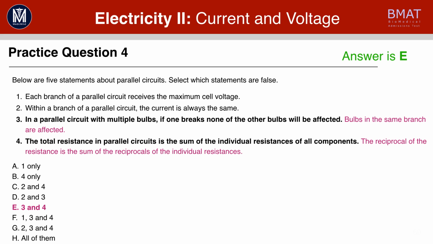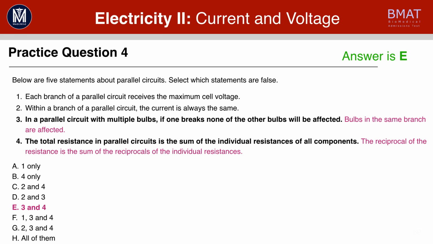And this is correct. Within a branch, you almost have a series circuit, and therefore the current is always the same. The current might vary between branches of a circuit, if it's in parallel, but within each branch the current will always be the same.